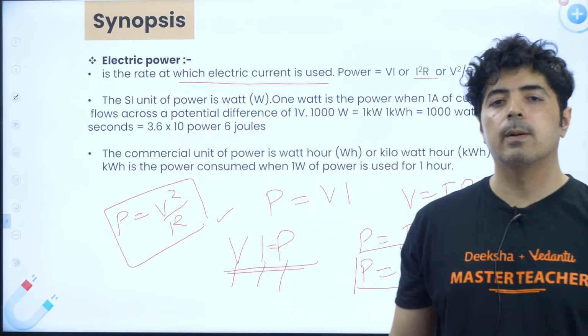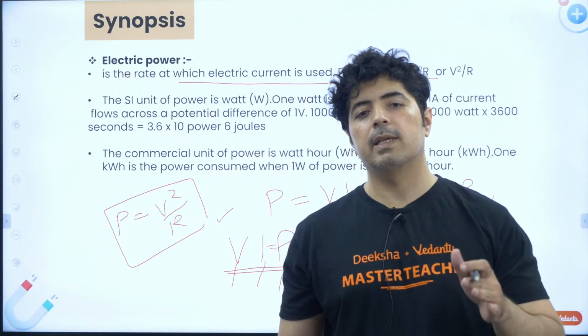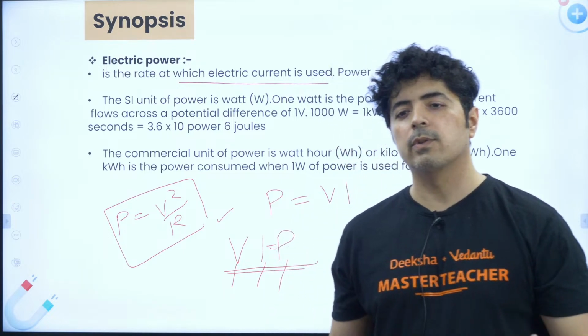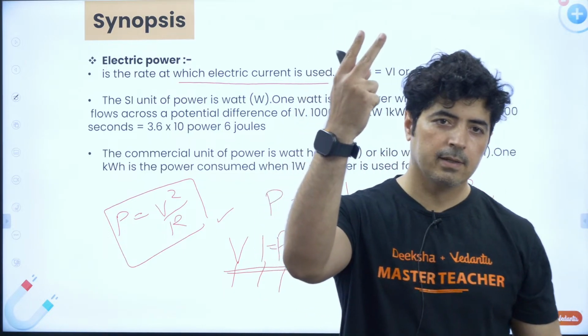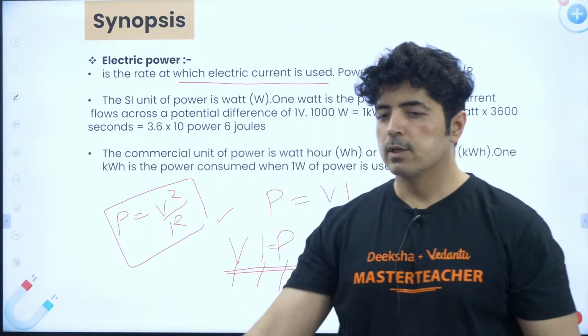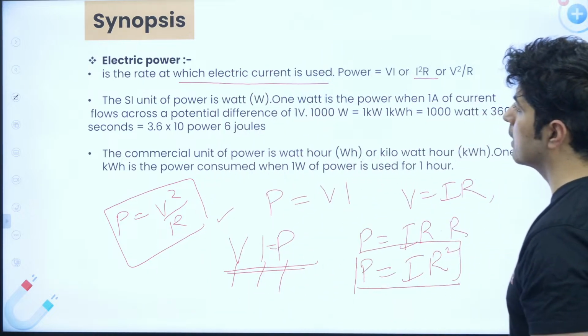A lot of numericals come on power. I'll explain everything and we'll do a lot of problems on it. But as of now, please note down these three formulas: VI, V square by R, I square R. That's it. Let's go ahead and understand the further part.